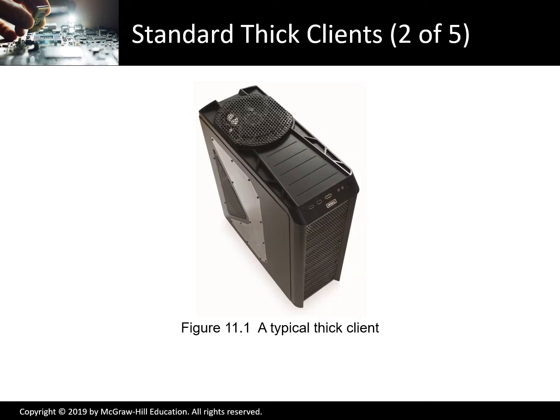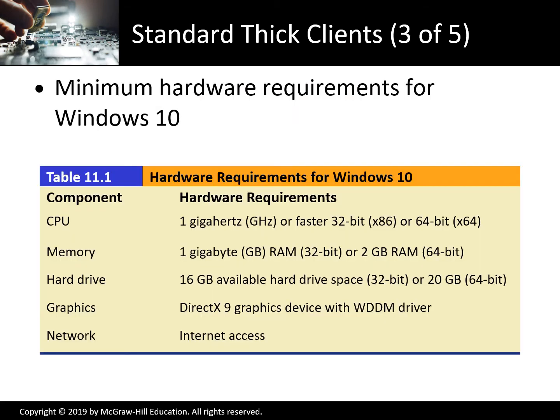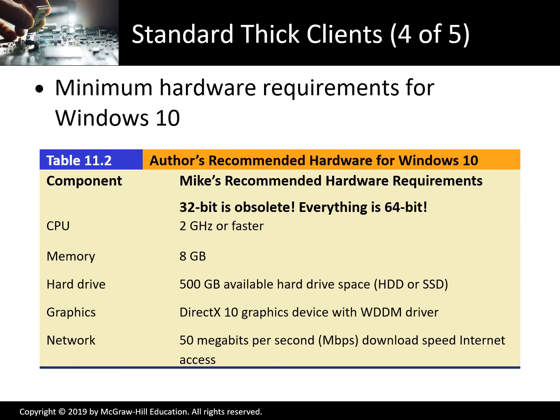Now, typical thick client. It's a box. In the box, we're going to put all the goodies, such as the CPU. Now, currently we're looking at multiple cores, probably running in the 4 gigahertz range. We want at least 16 gigabytes of RAM. Here, they're talking much less. Hard drives, they're talking just enough to get the system running. However, theoretically, you probably want 500 gig to a terabyte. You're going to want the latest graphics, and you're going to want internet access.